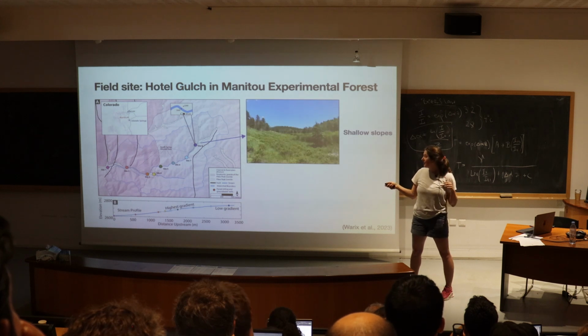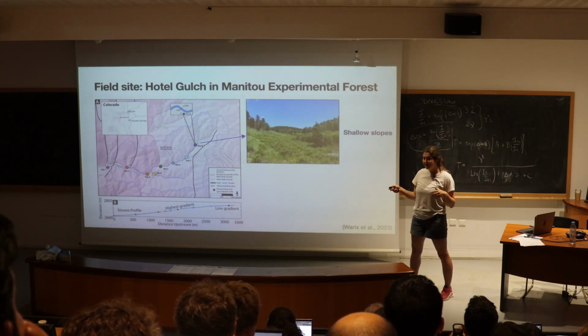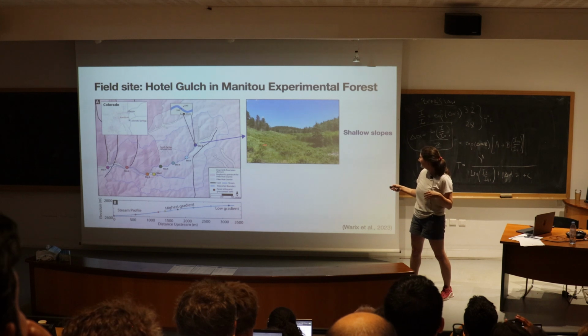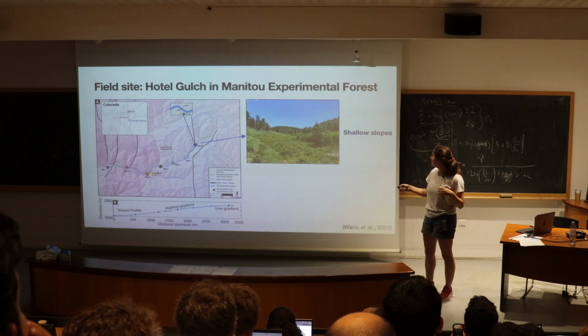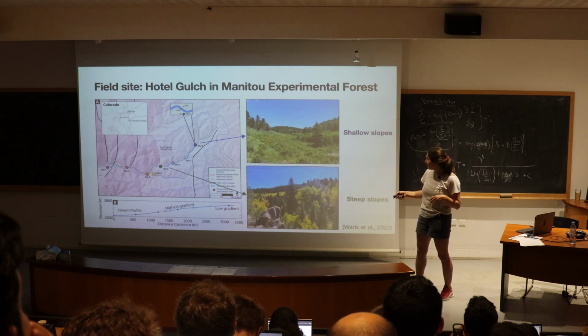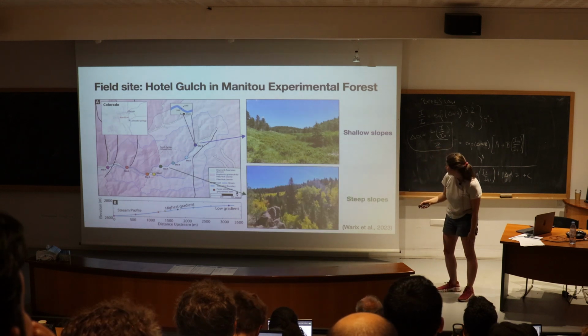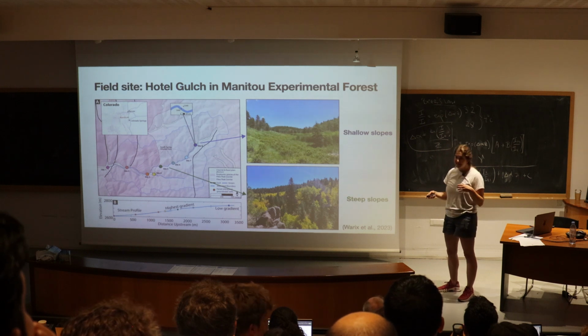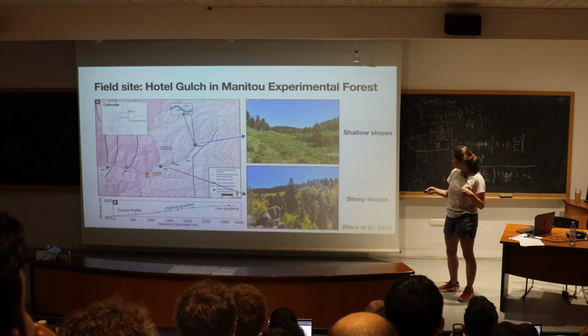We also have this variation in the catchment of topographic gradient. At the top, we have a floodplain area, so we have more shallow slopes and deeper alluvial sediments, while in the middle of the catchment we have our steepest slopes and less alluvial sediments.